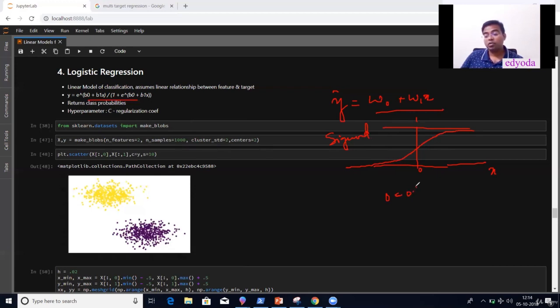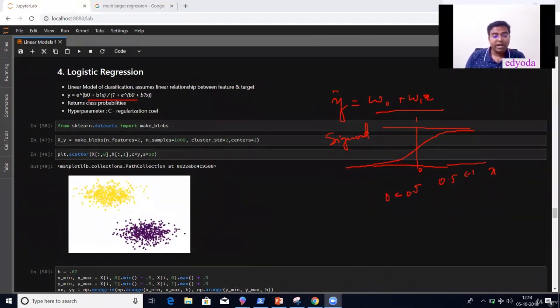Less than 0.5, you say this is class A, and greater than 0.5 and less than or equal to 1, this is class B, right? So this is how it is calculated. So let's now understand this using the data.